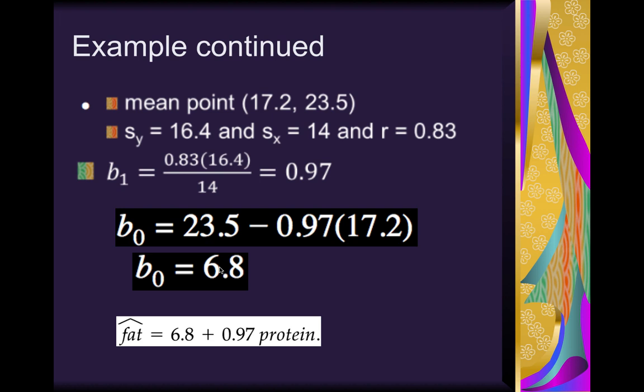So what this means, let's go back and look at the actual equation. If I'm interpreting my slope, the 0.97, I multiply that by the protein. So every time I add 1 gram of protein, I'm multiplying that by 0.97, and that's being added to the fat. So on average, each additional gram of protein will add 0.97 grams of predicted fat. So that's what that means, because you're taking each gram of protein and multiplying it by the slope, and then that gets added to the fat content.